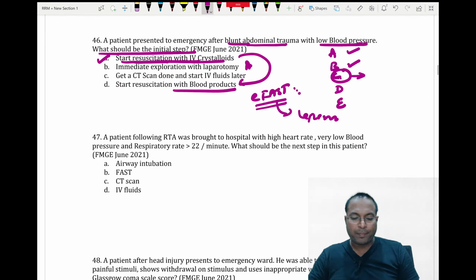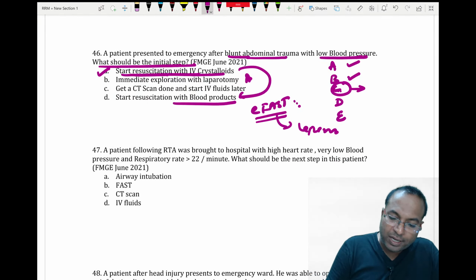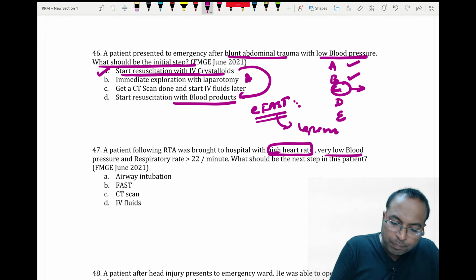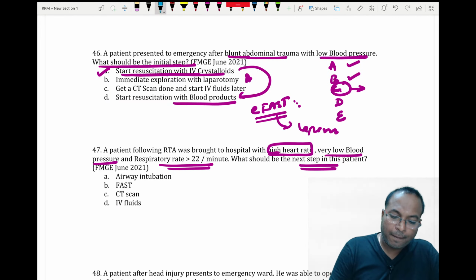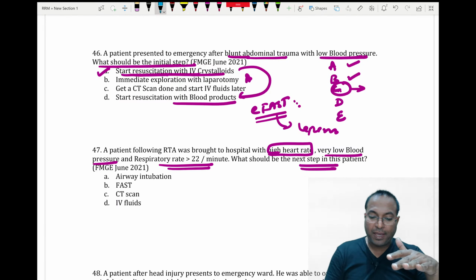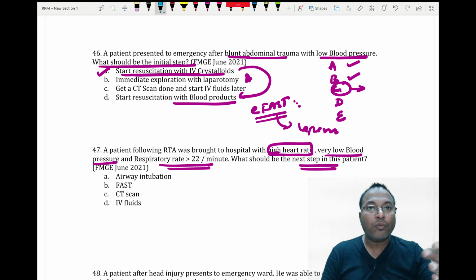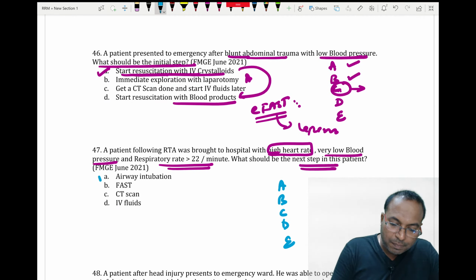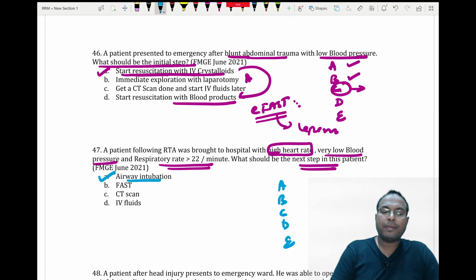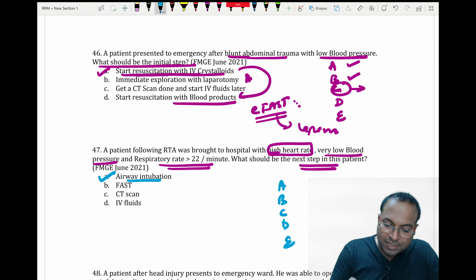Please remember this point. A patient following RTA was brought to the hospital with a high heart rate, very low blood pressure and respiratory rate more than 22 per minute. What should be the next step in this patient? High heart rate, low BP, respiratory rate more than 22. What is the next step? A, B, C, D, E. So next step is airway intubation. Simple. That is the first important next step.